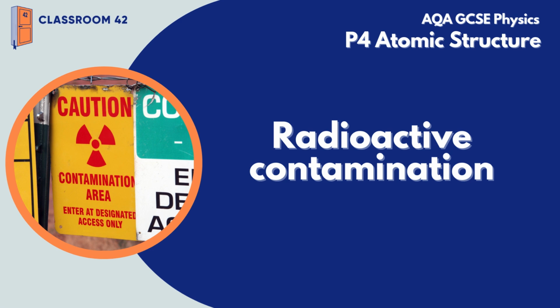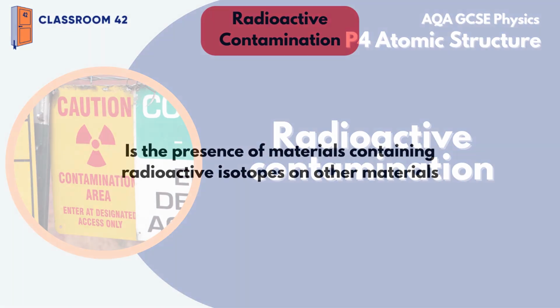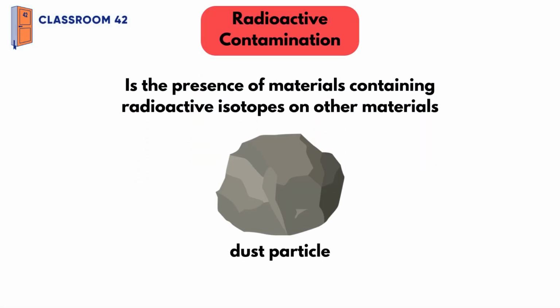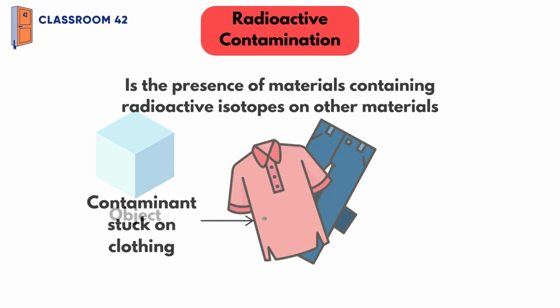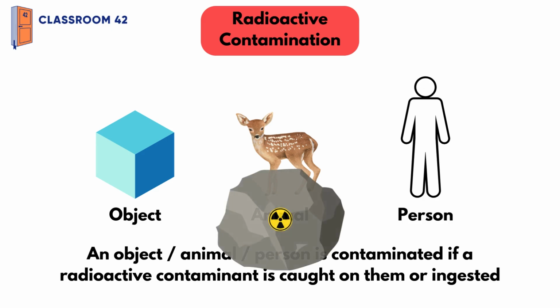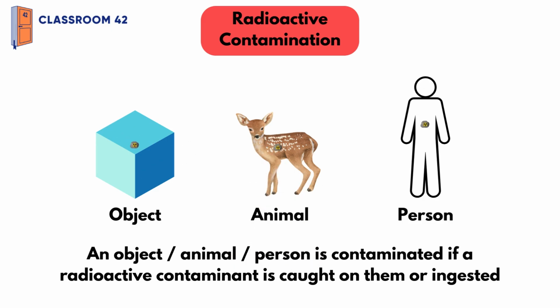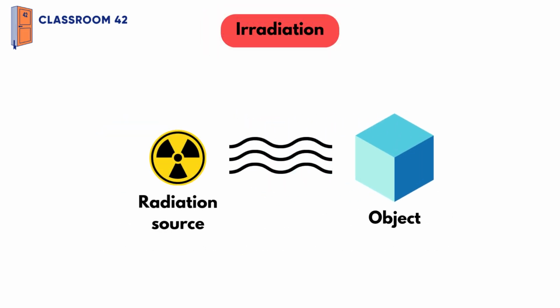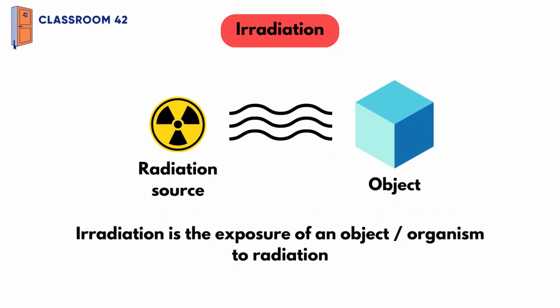RP4 – Radioactive contamination. Radioactive contamination is the presence of materials containing isotopes that emit radiation on other materials. Any object, animal or person is contaminated if radioactive particles get caught on or in them. Objects that are exposed to radiation that do not get contaminated is called irradiation.